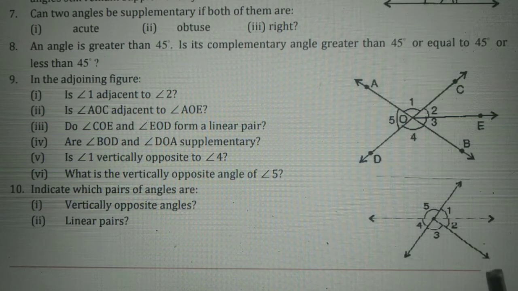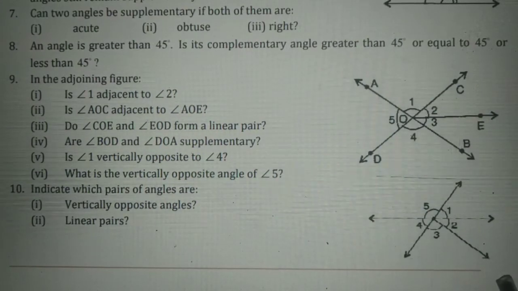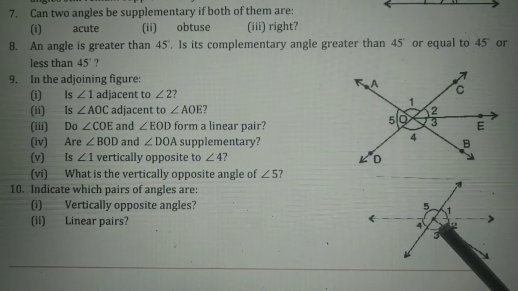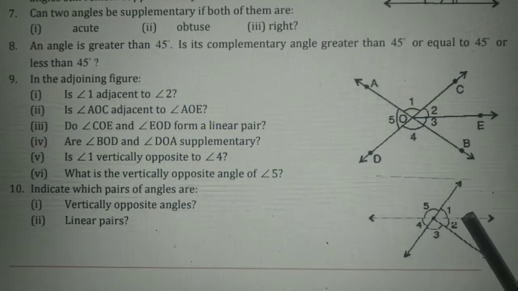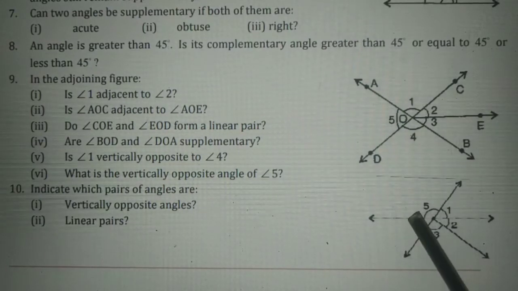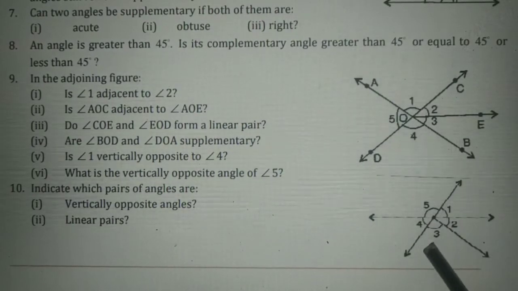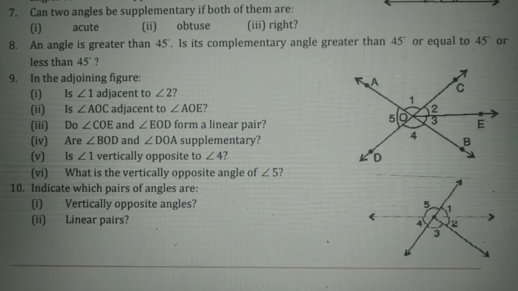So students, when these two lines cut each other, we get 4 related angles. But there is one more ray, that's why this angle is split into 2 parts. But when we consider only these two lines, do not consider this ray. Alright, now what are the vertically opposite angles? You can see that 1 and 4, hiding this ray, are vertically opposite. On the other side, 5 and 2 plus 3, because this ray splits this angle into 2 parts. Otherwise, this is a complete angle which is vertically opposite to angle 5.